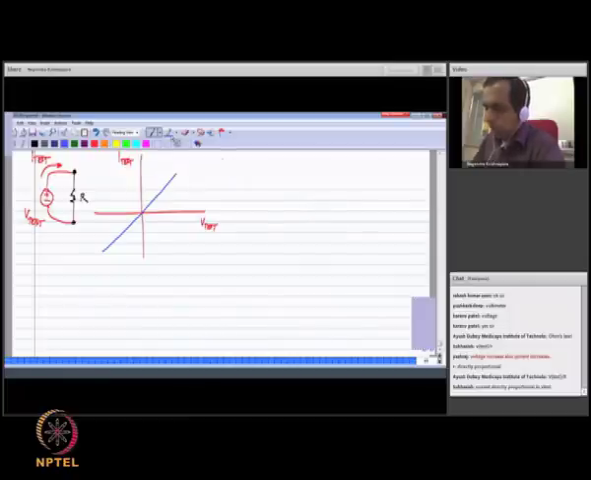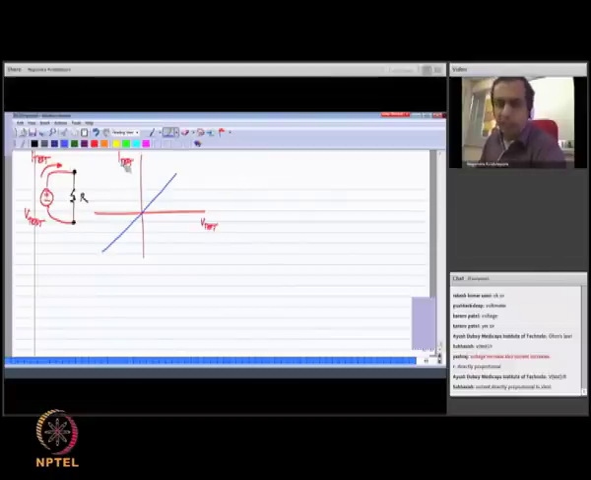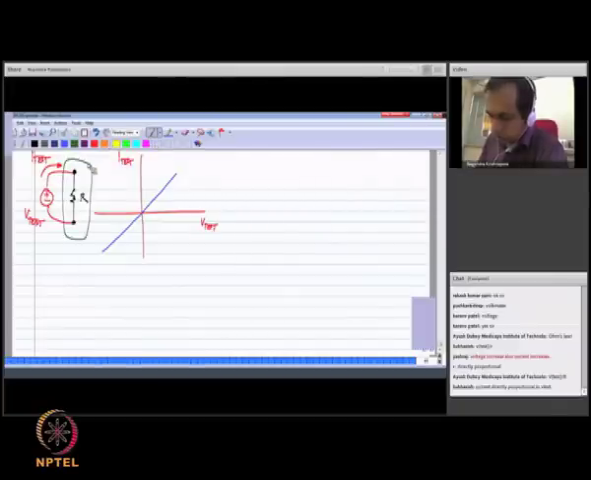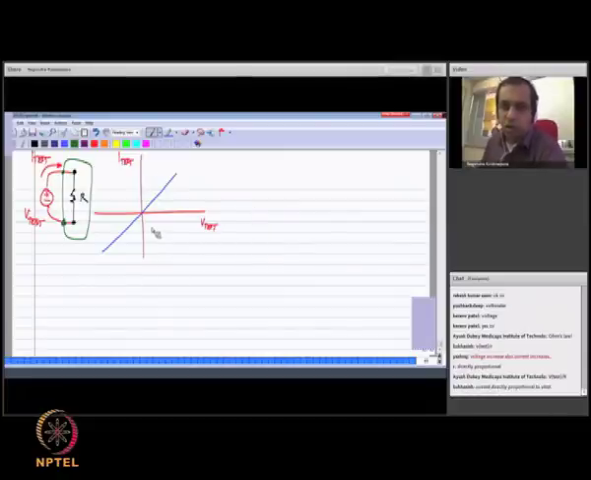So if I do find a straight line passing through the origin, then I know it is a resistor or equivalent to a resistor. So this is the box and I cannot see inside the box, but I just make measurements at these two terminals. And I see a characteristic like this. Now I know that it is a resistor or equivalent to a resistor. Whatever is there inside, it is equivalent to a resistor.